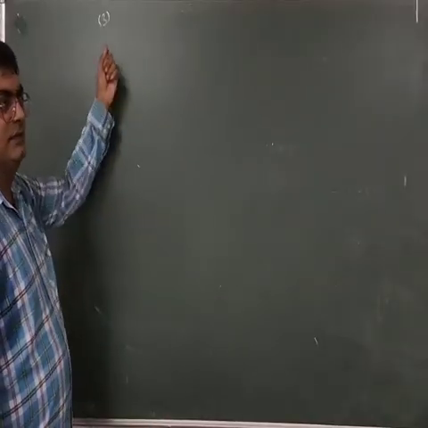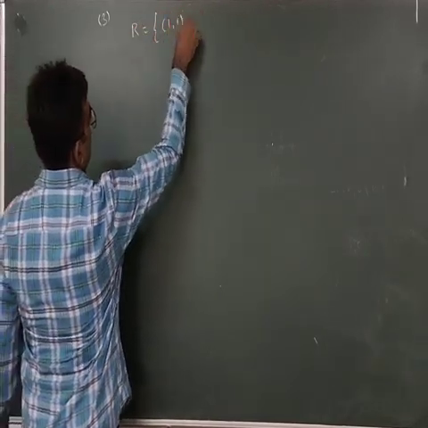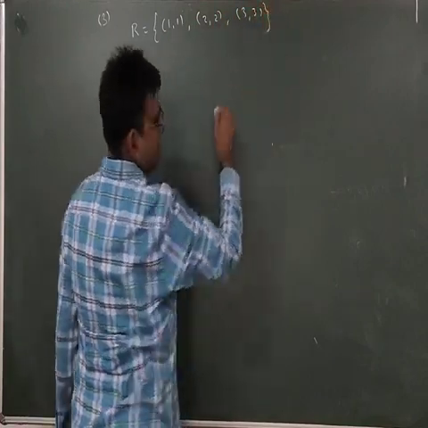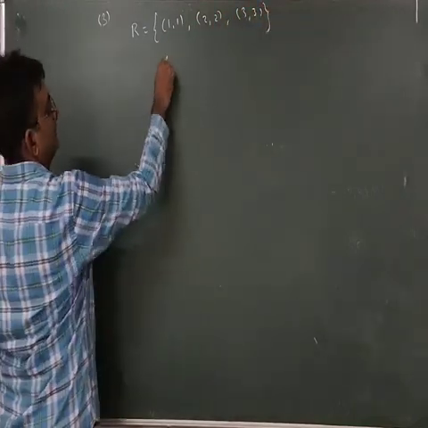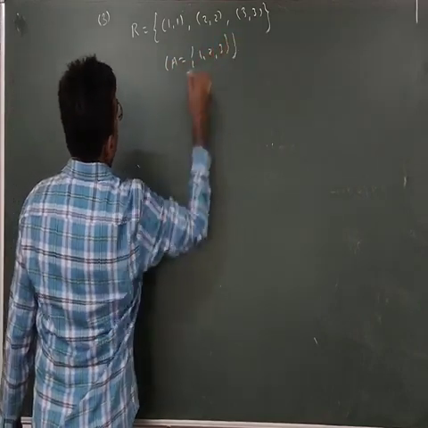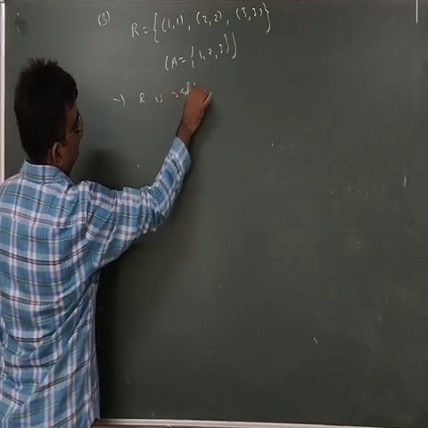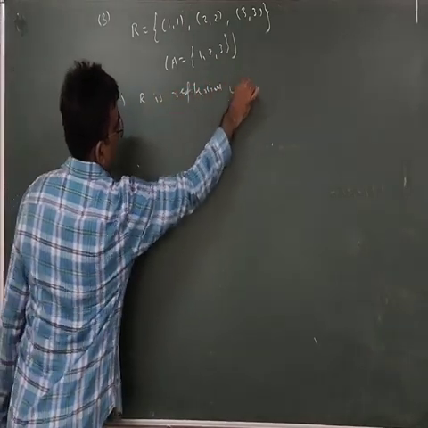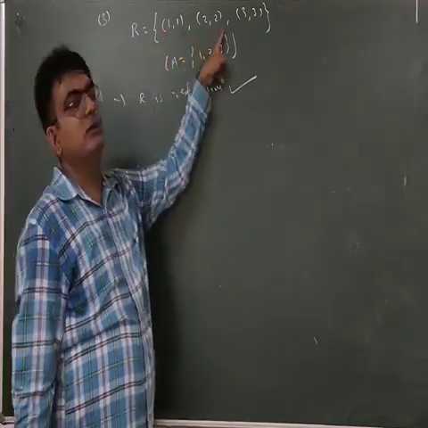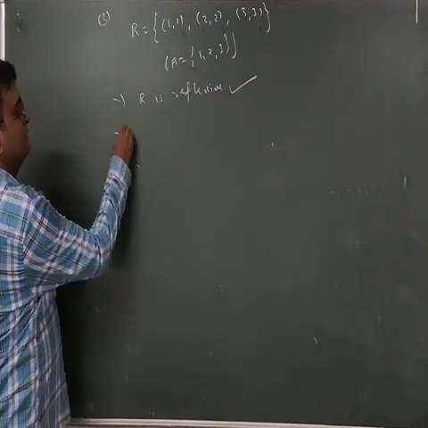Let us see the third example. R is equal to {(1,1), (2,2), (3,3)}. Again A is {1, 2, 3}. First one, is R reflexive, yes or no? It is reflexive. Why? You can see (1,1) belongs to R, (2,2) belongs to R, (3,3) belongs to R, and A has only 3 elements. Is it symmetric?